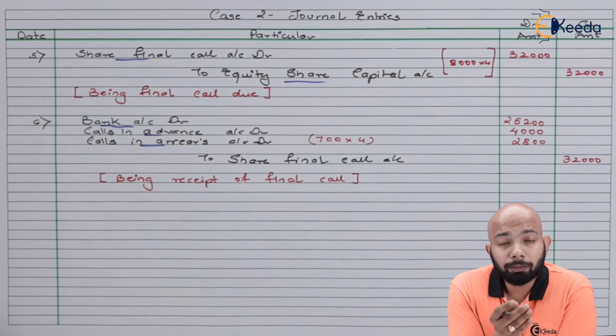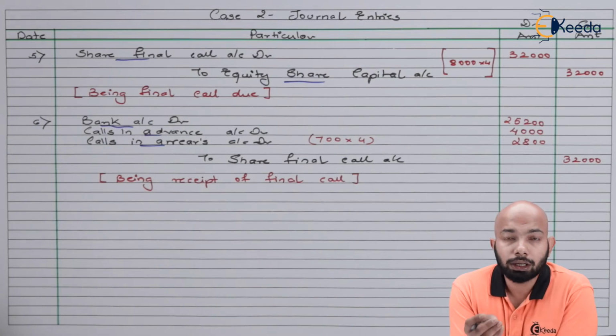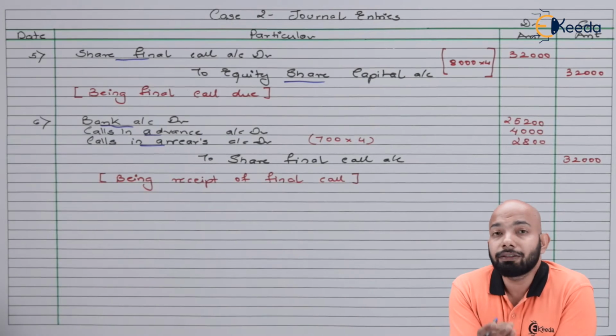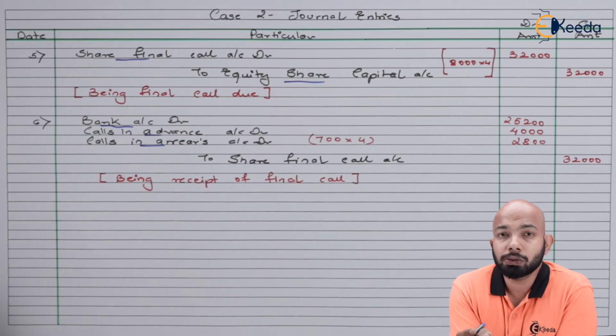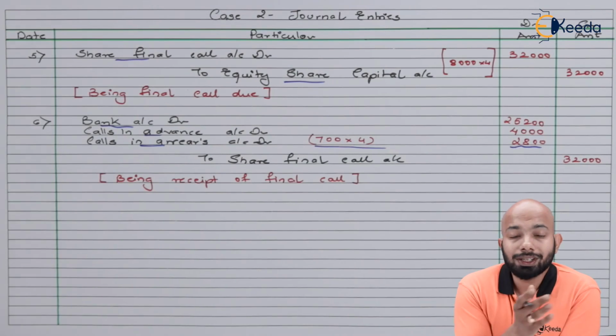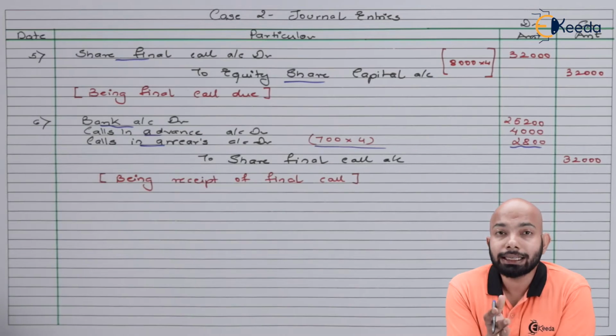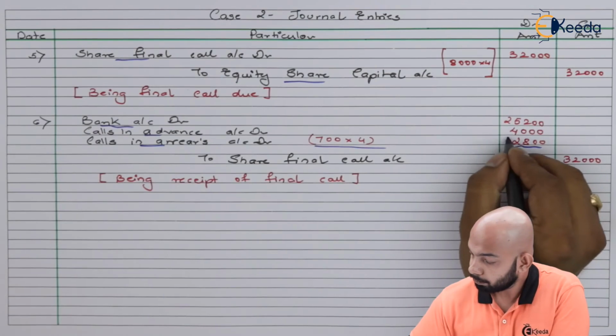So as you can see, we have mentioned bank account debit, calls in advance account debit, calls in arrears account debit to share final call. Share final call is 32,000. Calls in arrears will be for 700 shares multiplied by 4, that is 2,800. Calls in advance will be the amount that we have already received in the previous entry, that is 4,000 rupees.